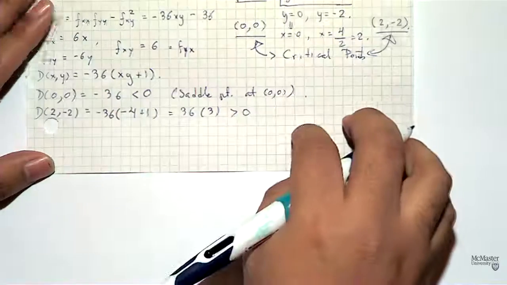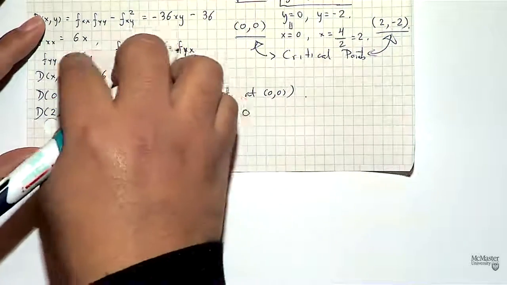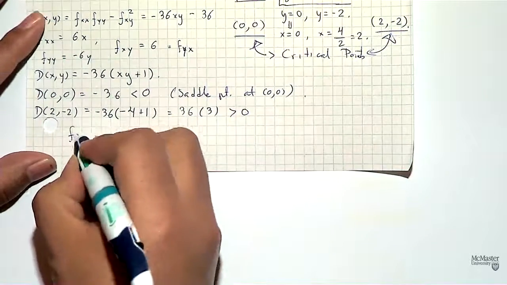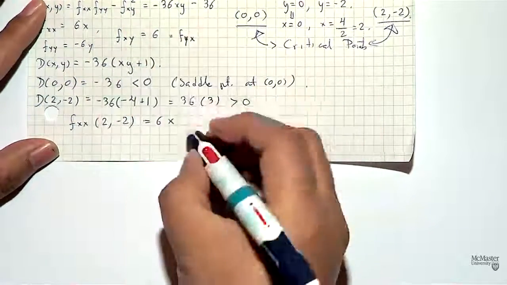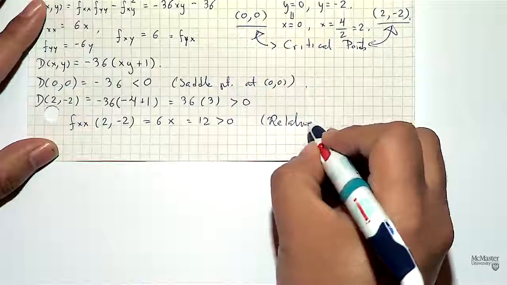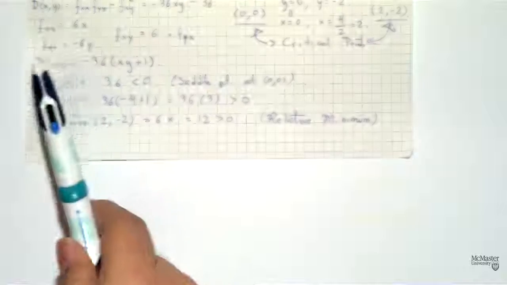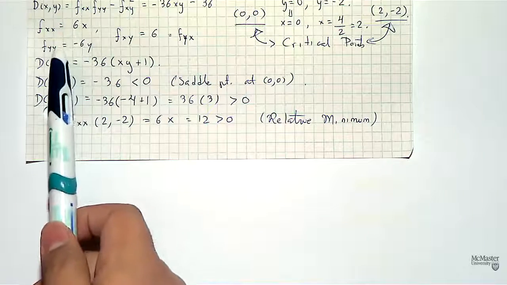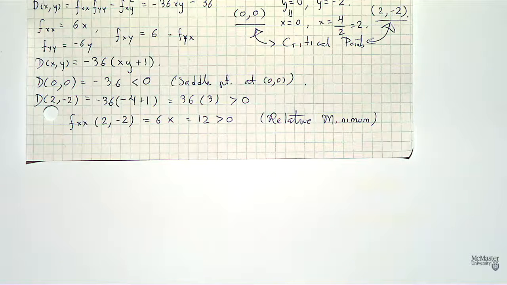In this case, you know that you are at the potential case of a relative maximum or minimum. But for that, you have to evaluate fxx or fyy. Now, fxx at the point (2, minus 2) is 6x, which would be 12, which is greater than 0. So in this case, you have a relative minimum. That can also be confirmed if you compute fyy, because y is minus 2, and fyy is also positive. So regardless of the x or the y direction, you get something that behaves like a parabola.